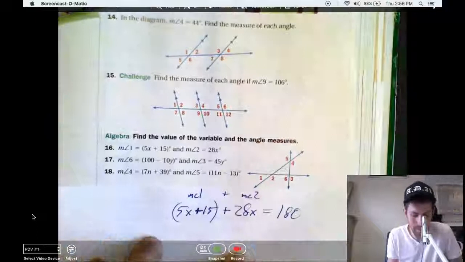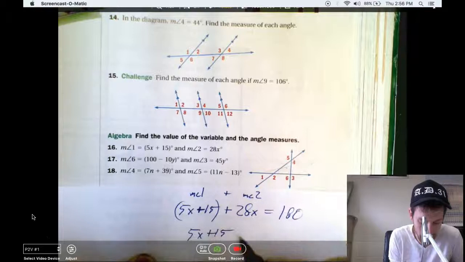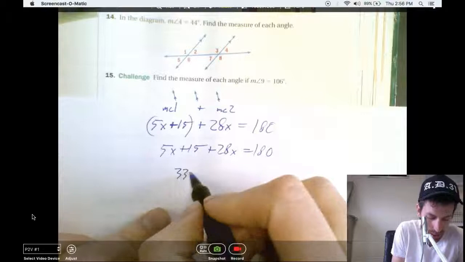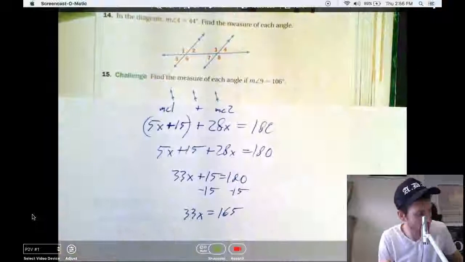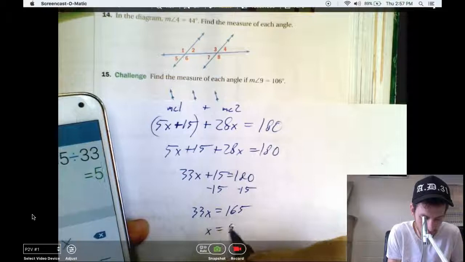Now, if I have a plus in front of these parentheses, plus makes the parentheses obsolete. So 5x plus 15 plus 28x equals 180. I can add like terms here, right? 5x and 28x gives me 33x plus 15 equals 180. Now I'm going to subtract the 15 from both sides. 33x equals 165. And 165 divided by 33 is 5. X equals 5.